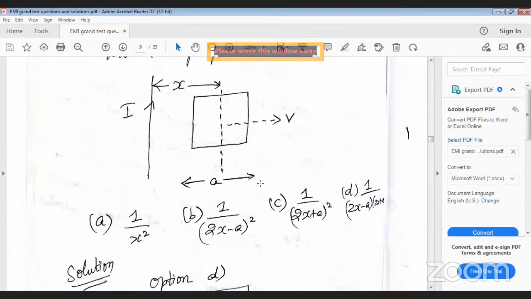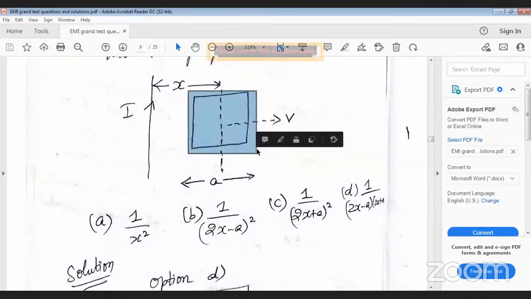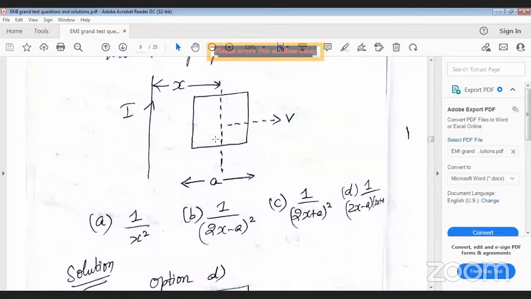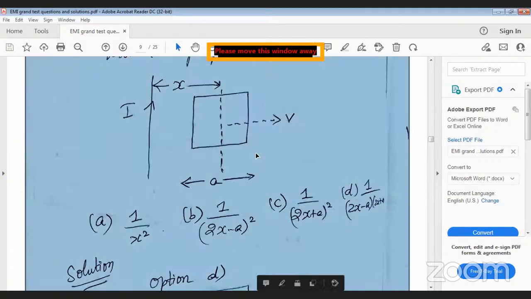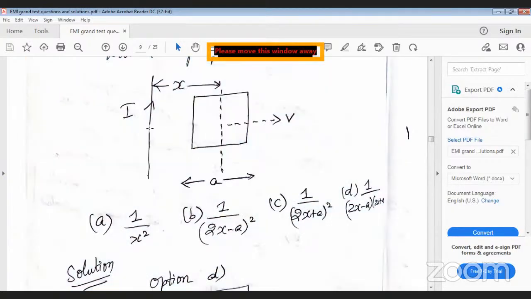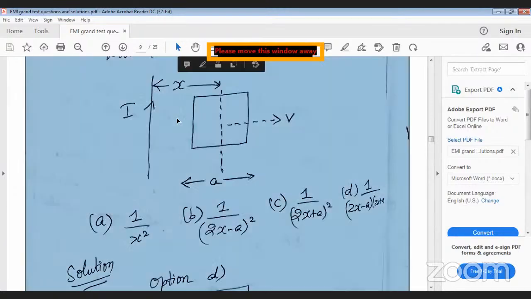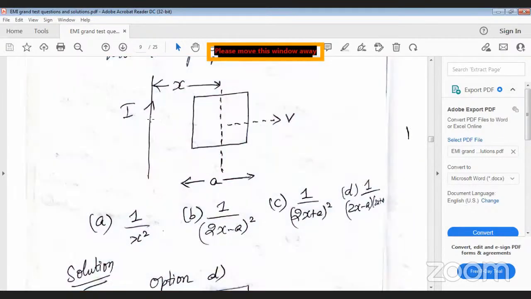EMF means you need to find the potential difference between this point and this point. That is the EMF induced in this frame. In this frame you can find the potential difference between this point and this point, and that difference will give you the EMF, because here you are having empty space, so that doesn't count. So you need to find the potential difference between this point and this point.